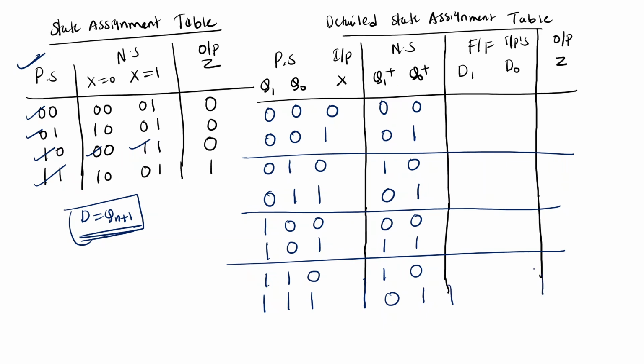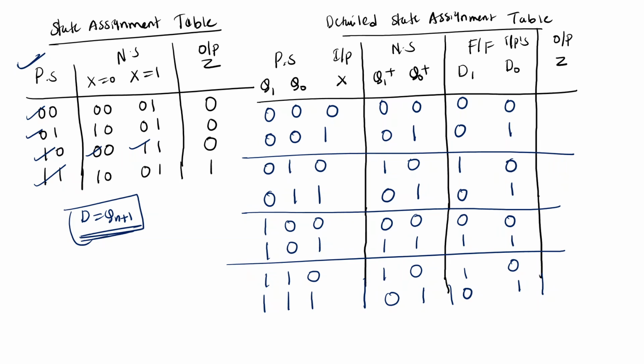So whatever is Q1 plus 1, that you can write as D1. That is 0, 0, 1, 0, 0, 1, and 1, 0. And D naught, whatever the Q naught plus is, that you can write 0, 1, 0, 1, 0, 1, and 0, 1. Okay.